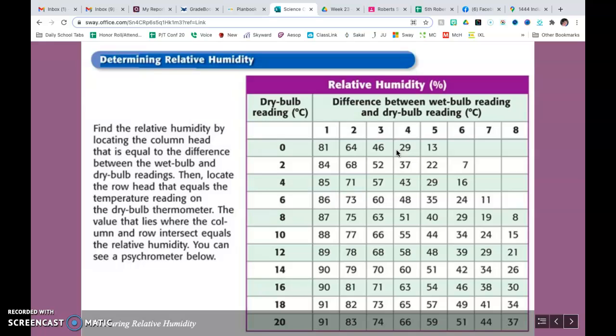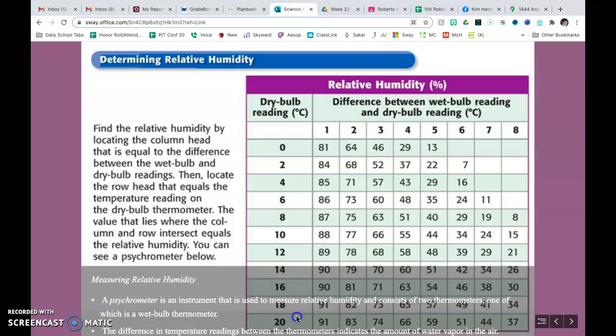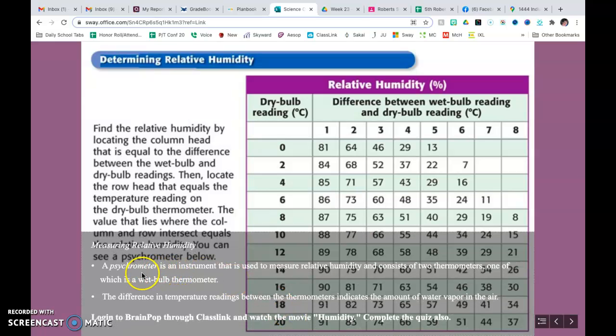Bill Nye does a really good job of explaining it. And then you locate the row head that equals the temperature reading on the dry bulb thermometer. The value that lies where the column and row intersect, such as this, would equal the relative humidity. So you use a psychrometer, that's a cool word, which is an instrument that's used to measure the relative humidity.